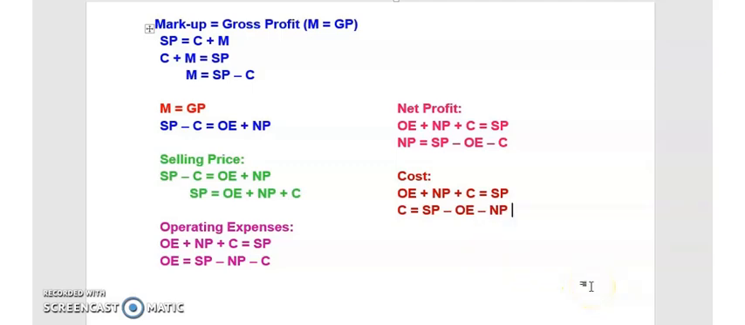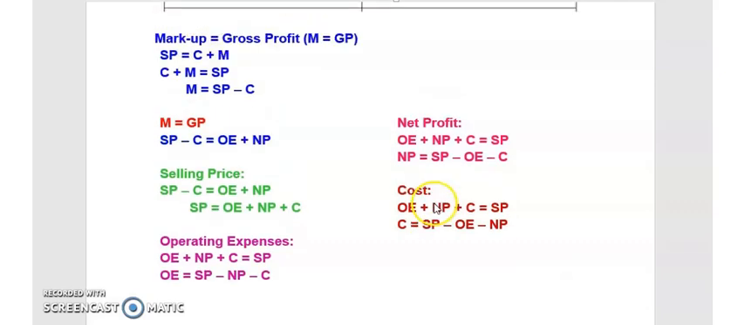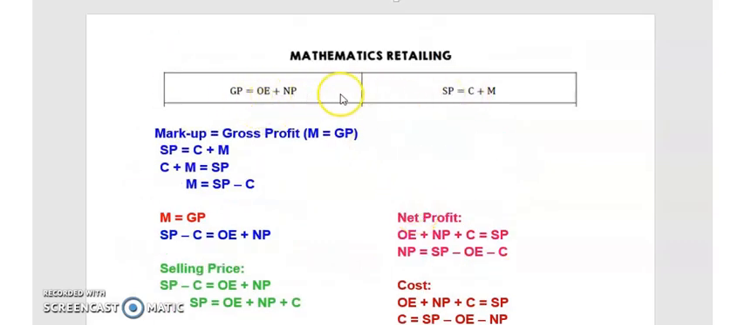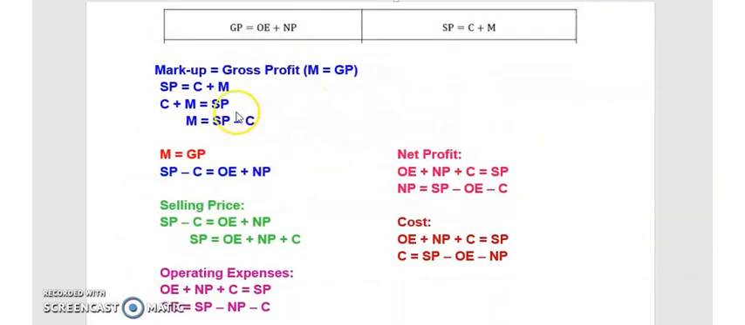Okay, done. You get all the formulas under mathematics retailing. So remember how to get all these formulas based on the two formulas given in the exam. First thing you need to remember is that markup is always equivalent to gross profit. Then you equate M equal to GP and expand from these two formulas. For better understanding, I advise you to repeat this step at least twice, and then you will understand how to write the formulas.